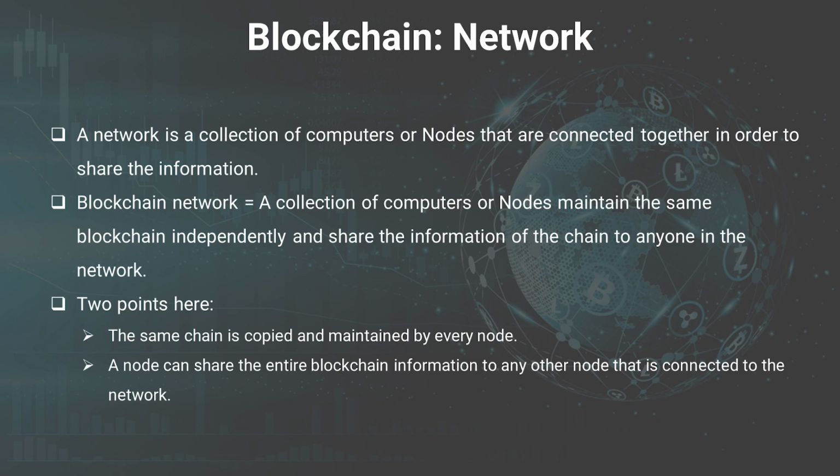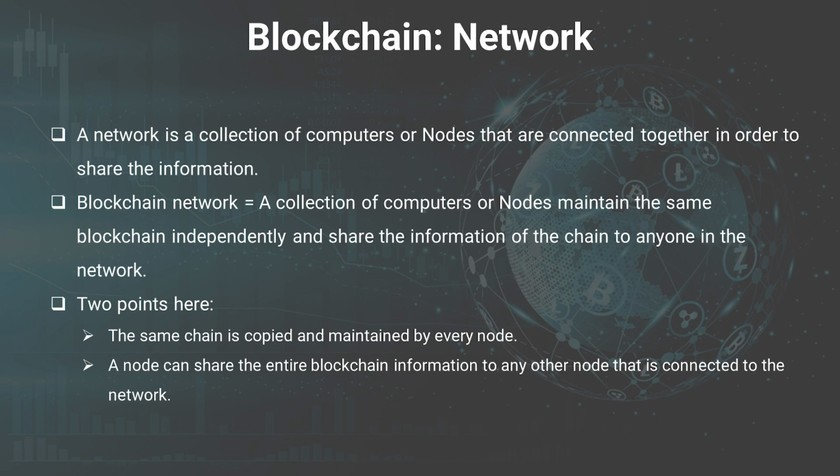A collection of computers, nodes, maintain the same blockchain independently, and of course share the information of the chain with anyone in the network. So two points here. The first point is the same blockchain is copied and maintained by every node. Let's say you have a blockchain of 10 blocks and you are in the network. Now some other node comes here. The other node also maintains the same blockchain that you have, like 10 blocks. So the same chain is copied and maintained by every node. That's the first point.